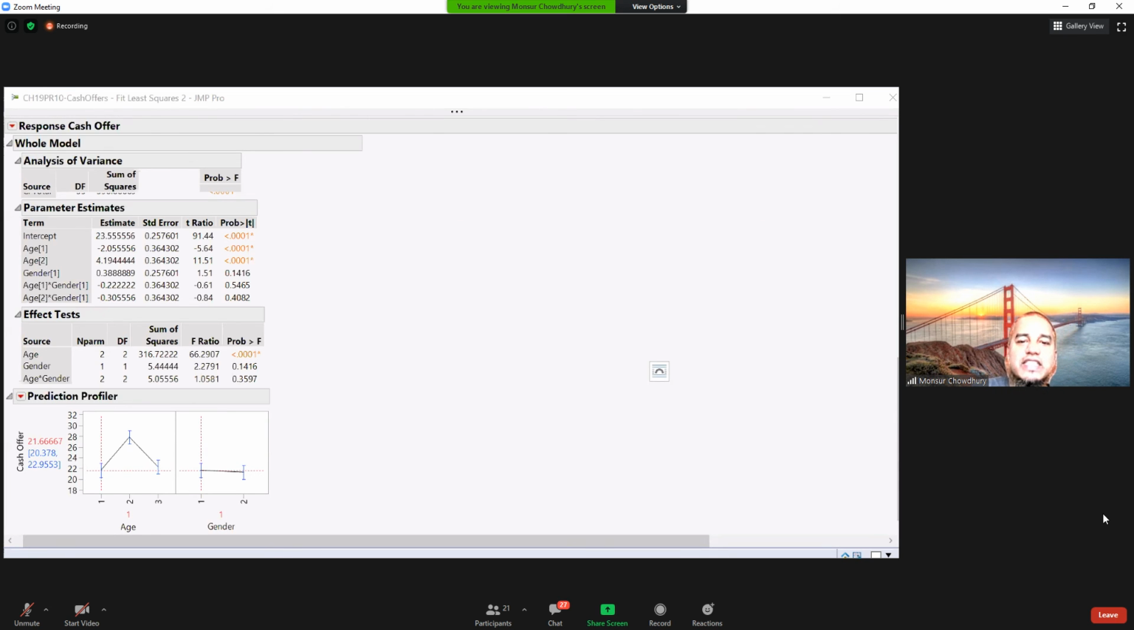We can see that this indicates the higher average cash offer made to the middle age. It's clear because this is the middle age, compared to either young or elderly. So there is strong visual evidence for a main effect of age. Is that clear from this profile plot? Middle age indicates the higher average cash offer compared to the younger and elderly. So this indicates strong visual evidence of a main effect of age.